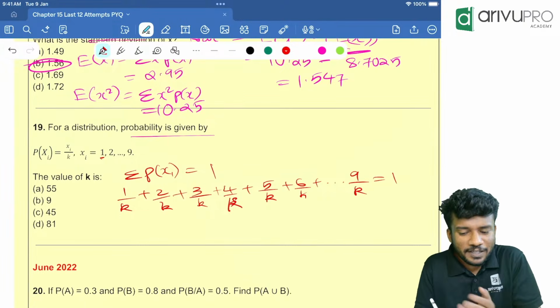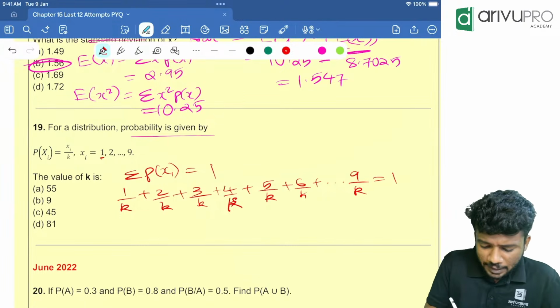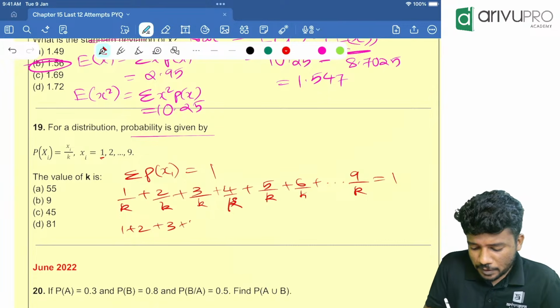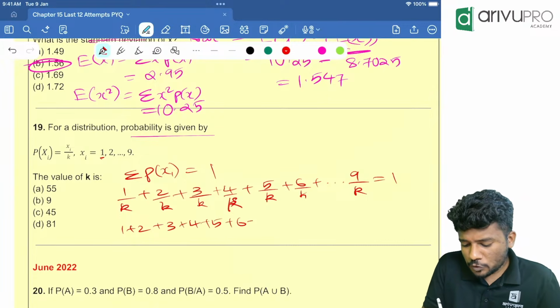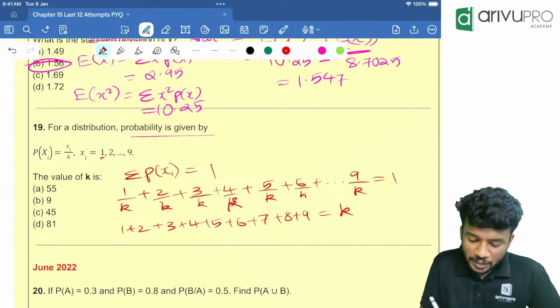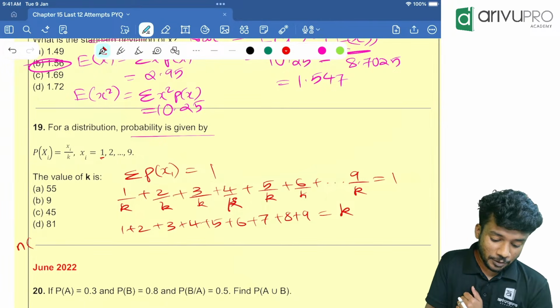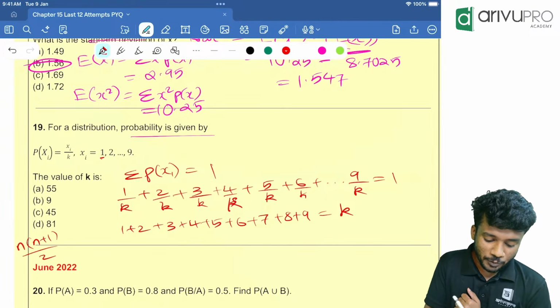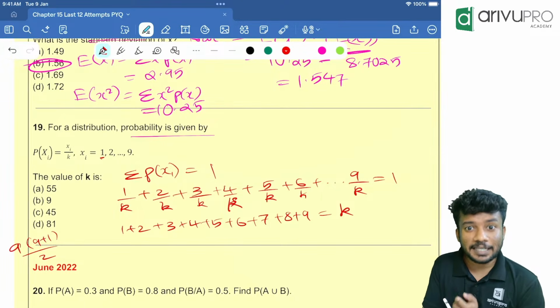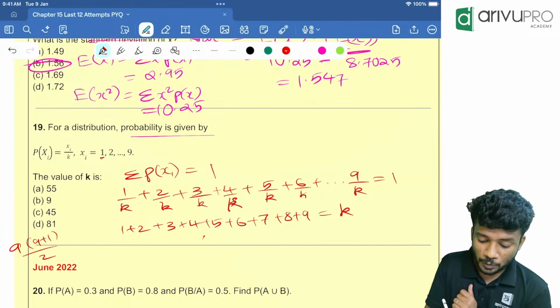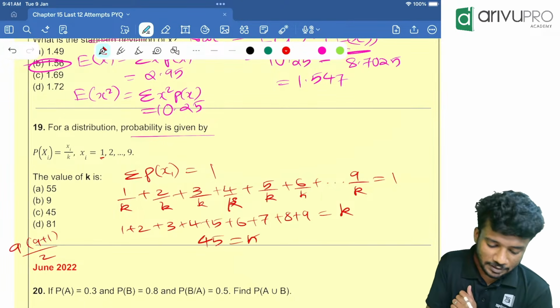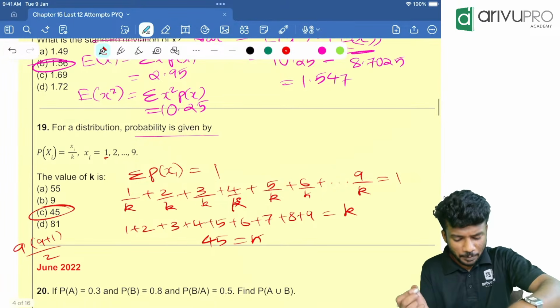k is common everywhere. I am cross multiplying that k. That will be 1 plus 2 plus 3 plus 4 plus 5 plus 6 plus 7 plus 8 plus 9 is equal to k. Now, the sum of the first n natural numbers is n into n plus 1 divided by 2. Here n is 9. So 9 into 9 plus 1 by 2 is 9 into 10 by 2, that is 90 by 2. The answer is 45. k is equal to 45. Very easy question and a repeated question.